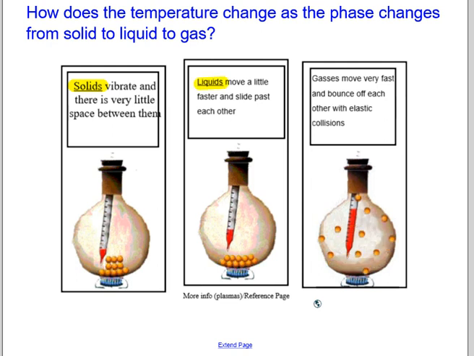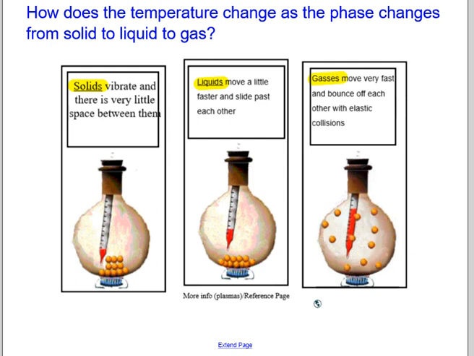The particles can now slide and roll past each other. This can flow. This substance will take the shape of the container that it's in, and we are in the form of a liquid. Adding more energy still in the final container, the particles are now vibrating fast enough to overcome the intermolecular forces that were holding them together.